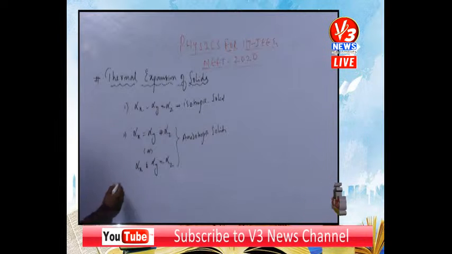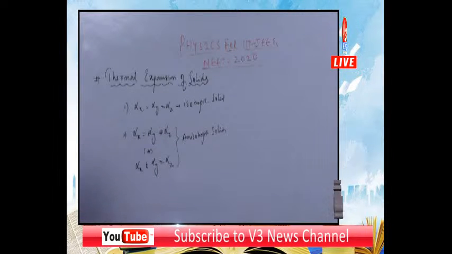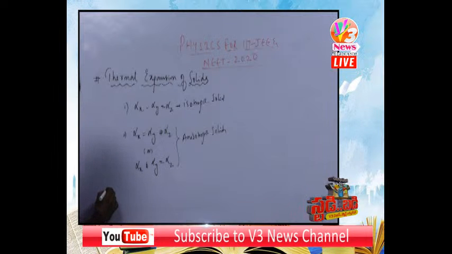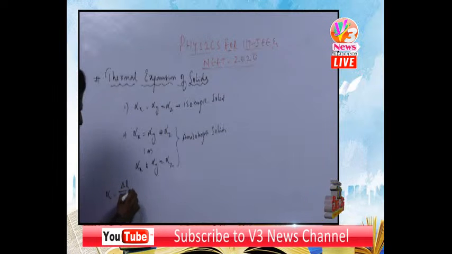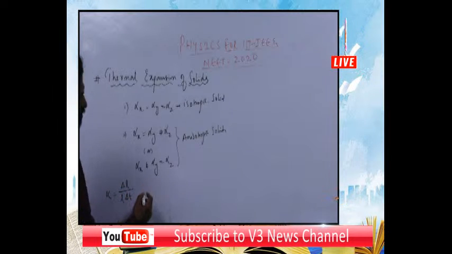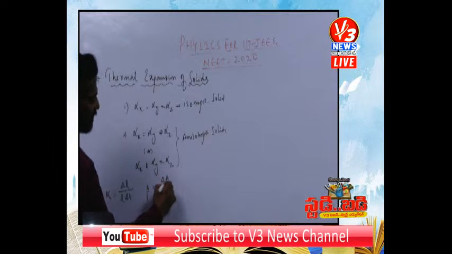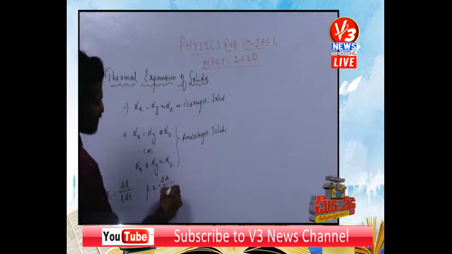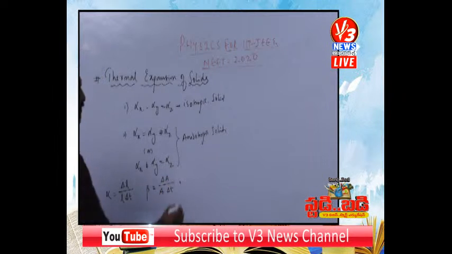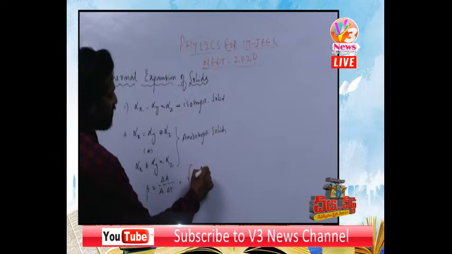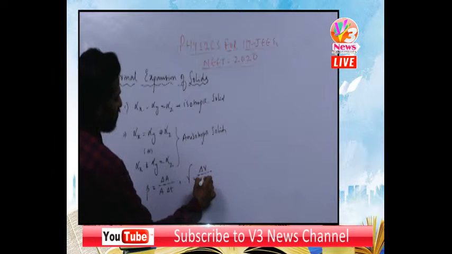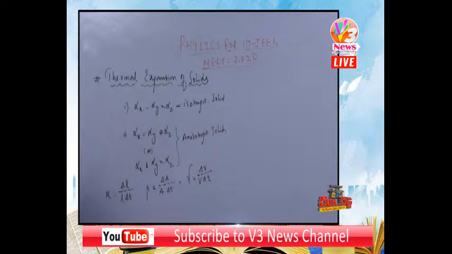And in this one, we have 3 types of expansion. As usual, you know, it is known as the coefficient of linear expansion, areal expansion, and volume expansion. So, for linear expansion in 1D, alpha is equal to change in length by original length into temperature difference. For 2 dimensional bodies, beta is equal to change in area by original area into temperature difference. And for 3 dimensional bodies, gamma is equal to change in volume by original volume into delta T.